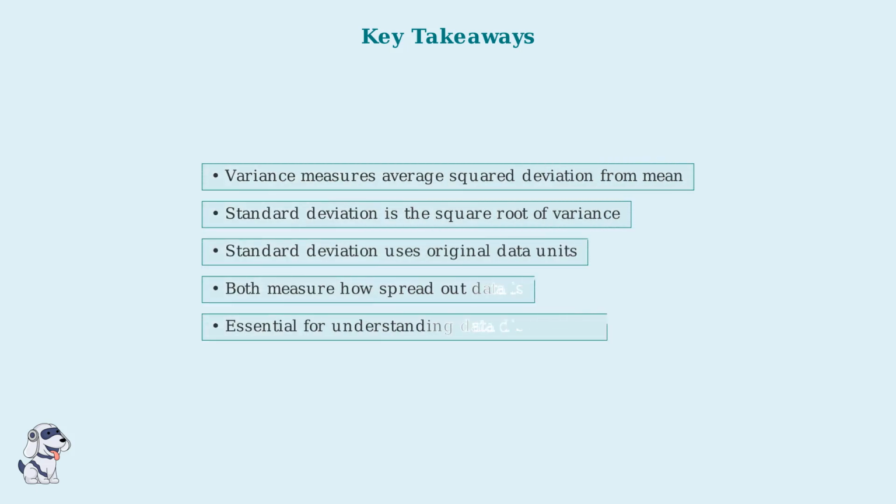To summarize, variance and standard deviation are fundamental measures of data variability. Variance gives us the average squared deviation from the mean, while standard deviation, being the square root of variance, provides a more interpretable measure in the original units. Both are essential for understanding how spread out our data is and form the foundation for many advanced statistical concepts.